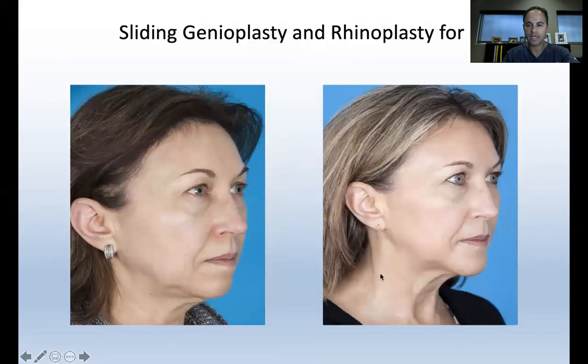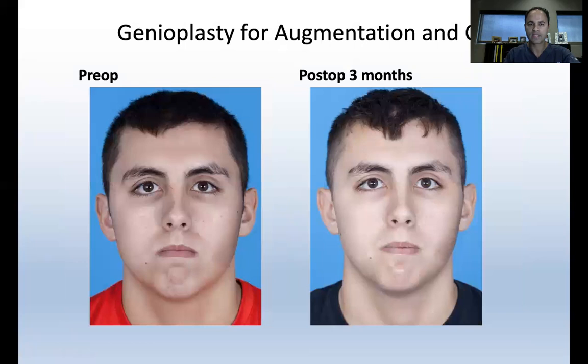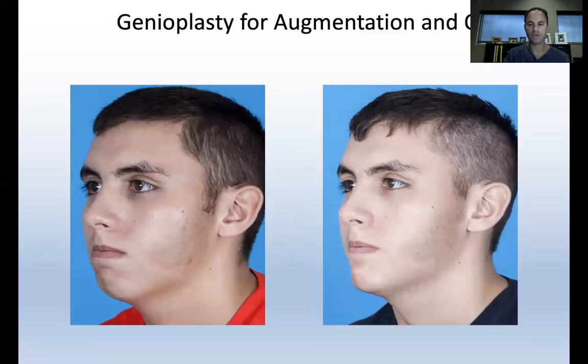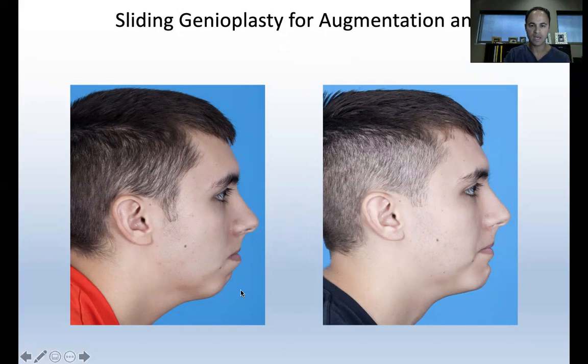The other three-quarter view. Another patient presenting for sliding genioplasty, 3 months post-op. He just had a midline deficiency in the chin point. This is him, three-quarter view and profile view, correcting this significant negative disparity in inclination to within normal, from the subnasale to the pogonion. He's within normal inclination now.